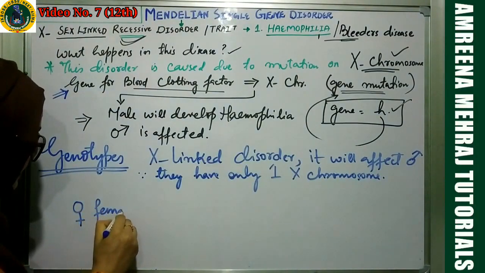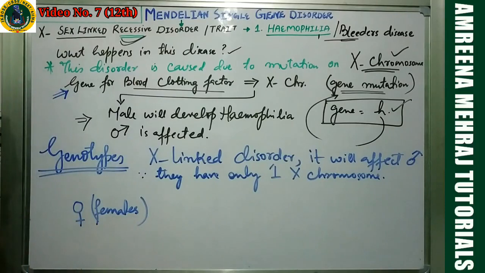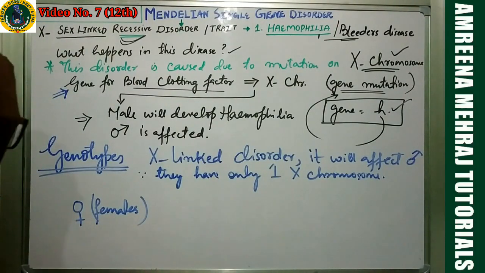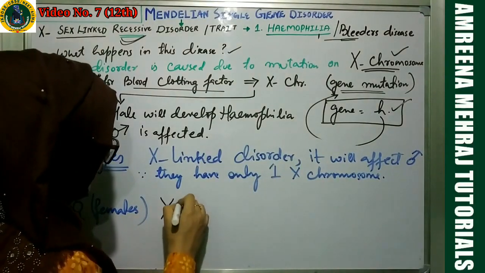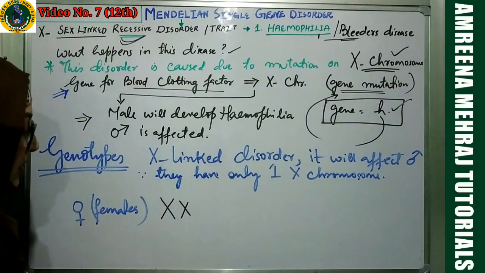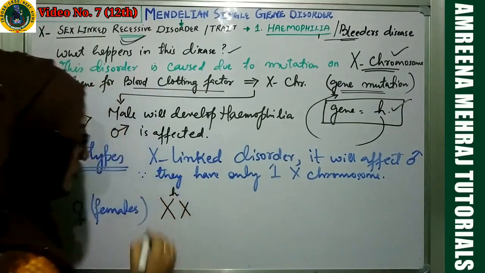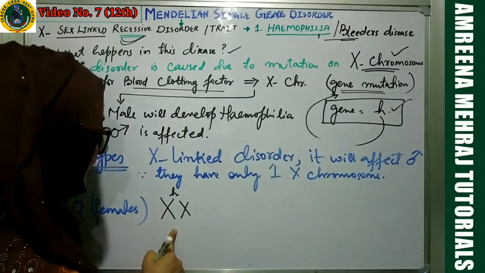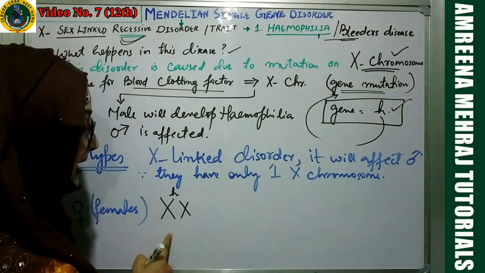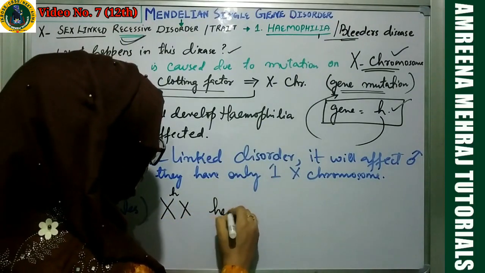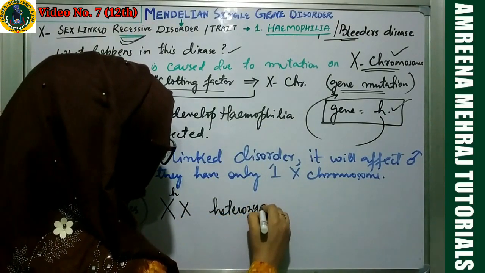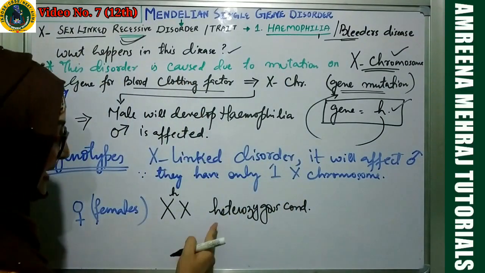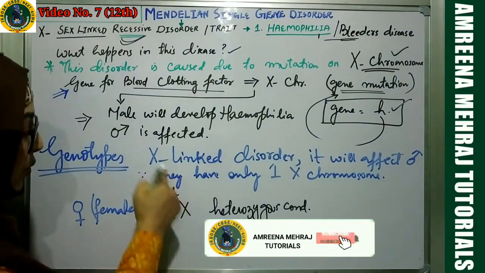Now look at females. In them, what is the situation? They have two X chromosomes, because they have a homologous pair. If one X chromosome bears the mutation, which condition is this? This is a heterozygous condition, because here you have one gene mutated, one gene normal.